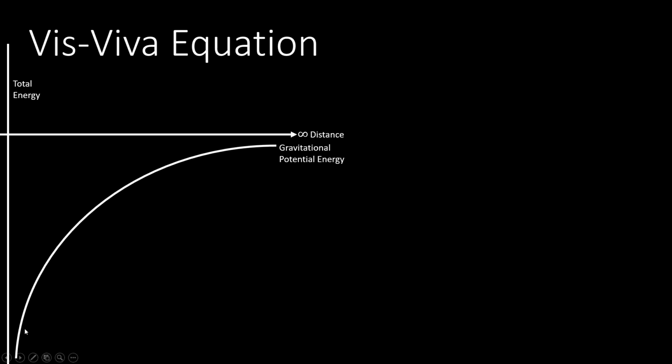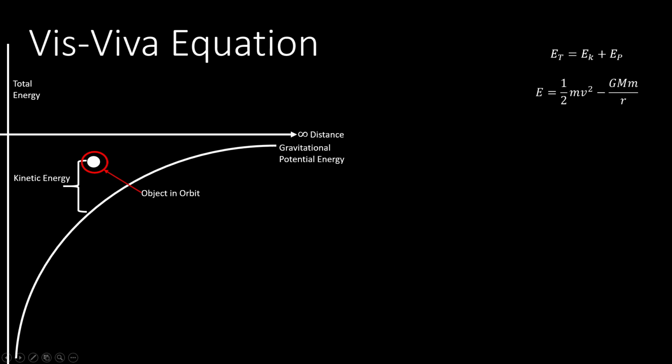However, if one is to be in orbit, they must also have kinetic energy as they'll be moving around the Earth. So we have our object in orbit over here, and this is the kinetic energy of the object on this diagram. This idea is expressed mathematically with the following formula, where the total energy is equal to the kinetic energy plus the gravitational potential energy.